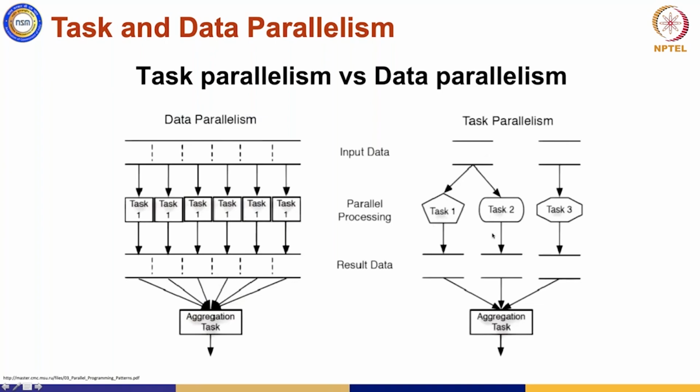Okay, so basically it is the decomposition at what level? Decomposition at the task level, decomposition at the data level, right? So here these are different tasks, you get the same data, or you get different data for the same type of task, right? So this is the basic difference between task and data parallelism.